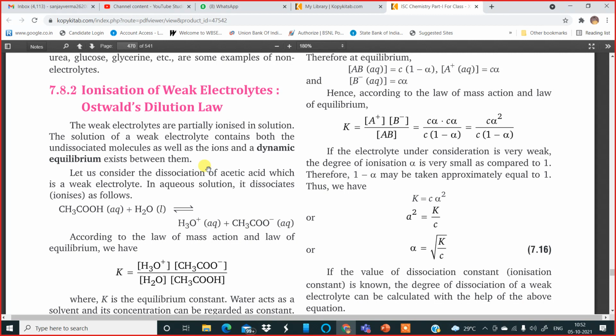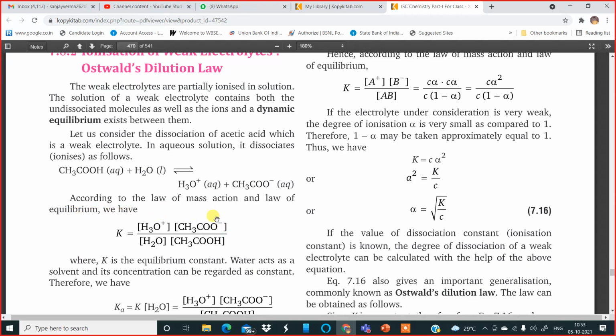Now, to understand the ionization of weak electrolytes properly, let us consider the dissociation of a weak acid, acetic acid. In aqueous solution, it dissociates. Say, if I take acetic acid and put it in water, it will dissociate to give me hydronium ions and acetate ions. If you apply the law of mass action or law of chemical equilibrium, you can write the expression for the equilibrium constant in this manner: the concentration of hydronium ion times the concentration of acetate ion, the products, divided by the reactants, acetic acid and H2O.